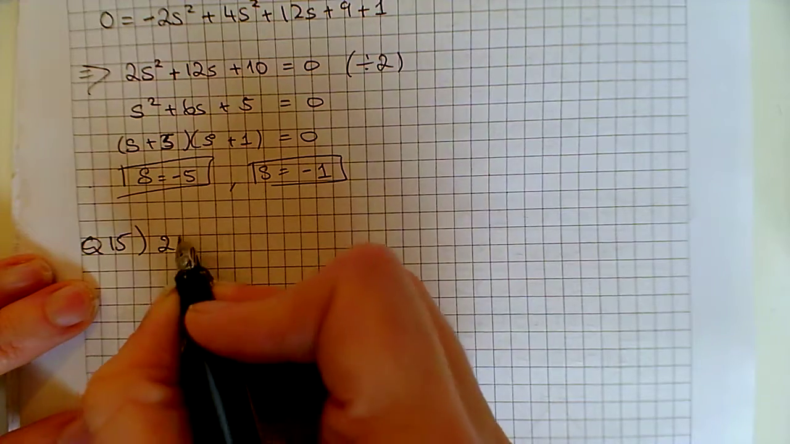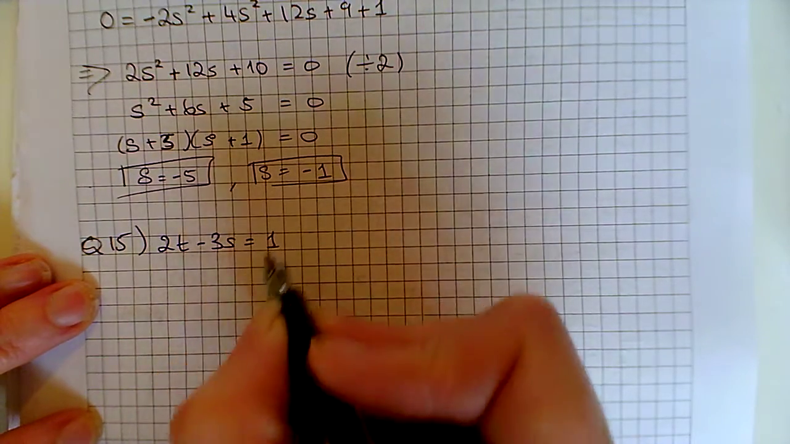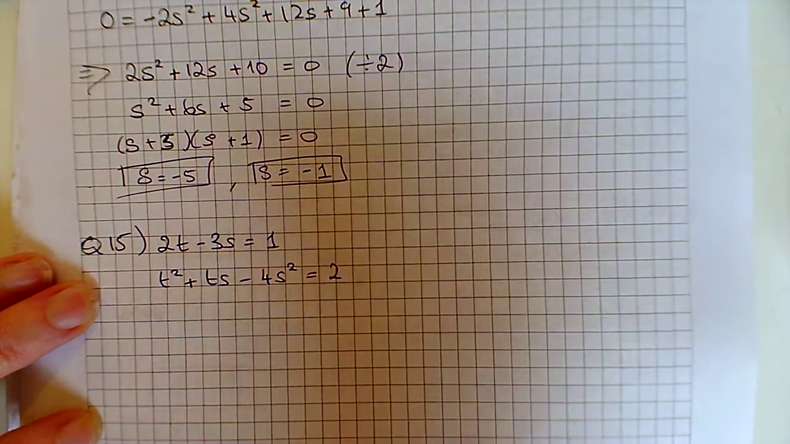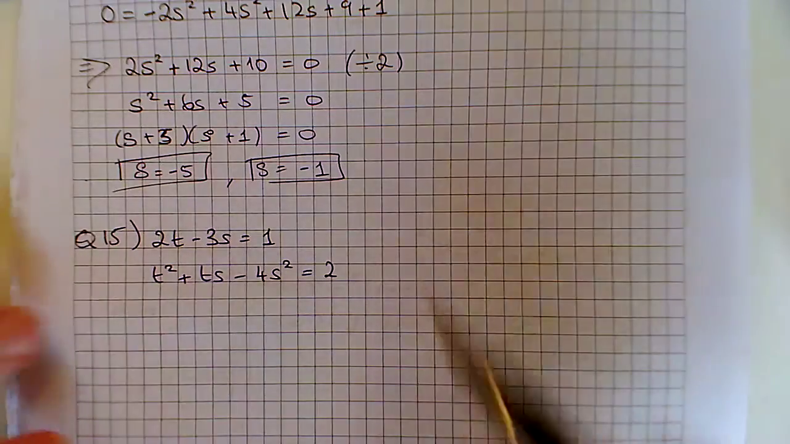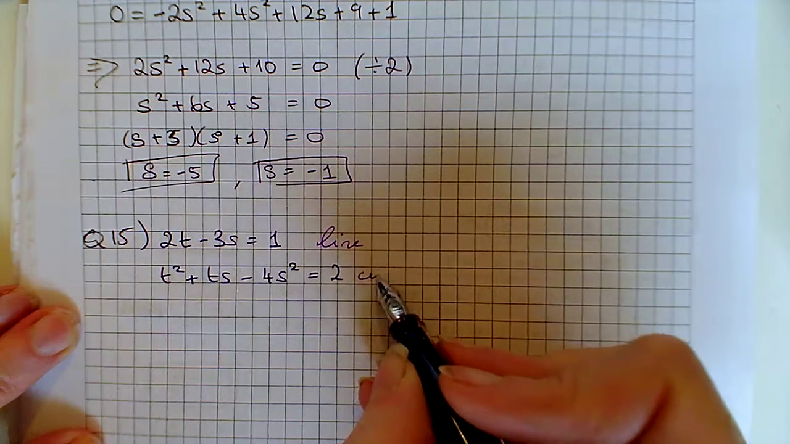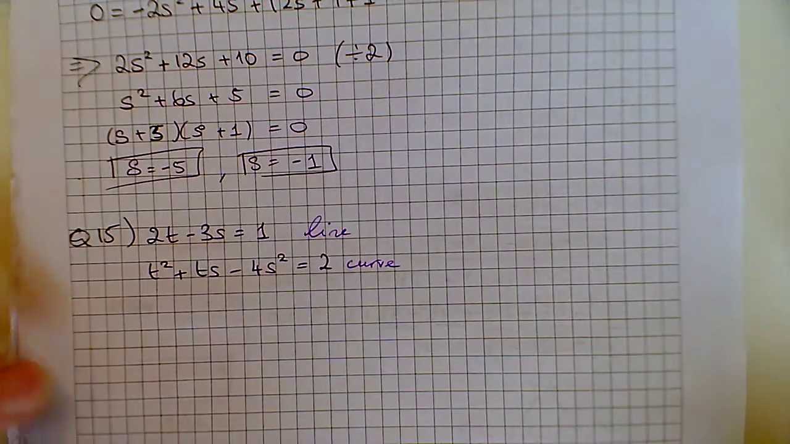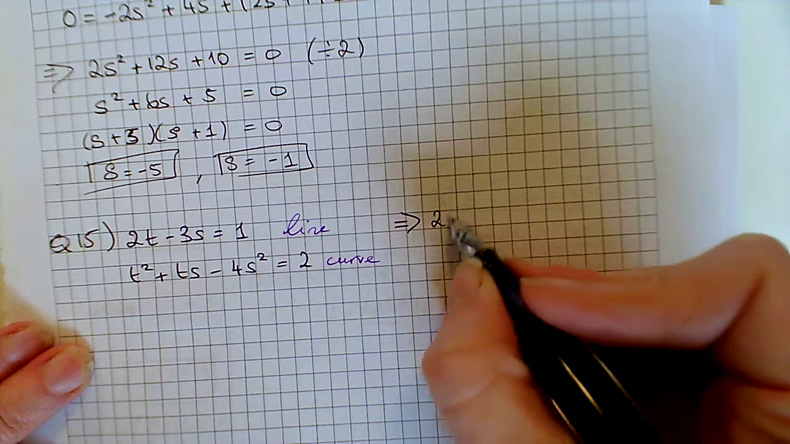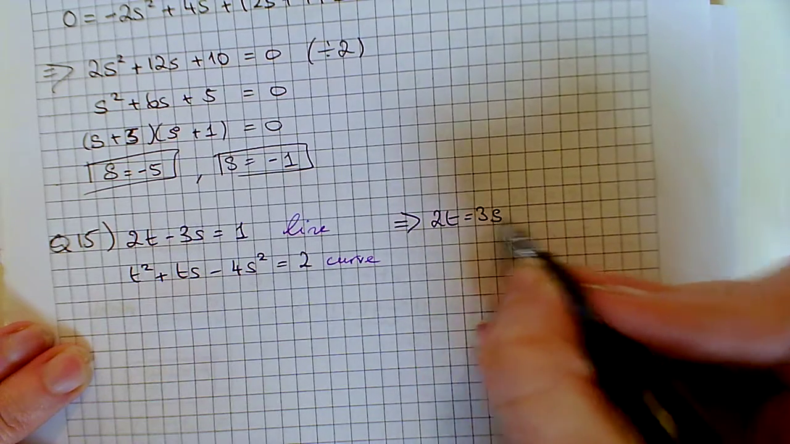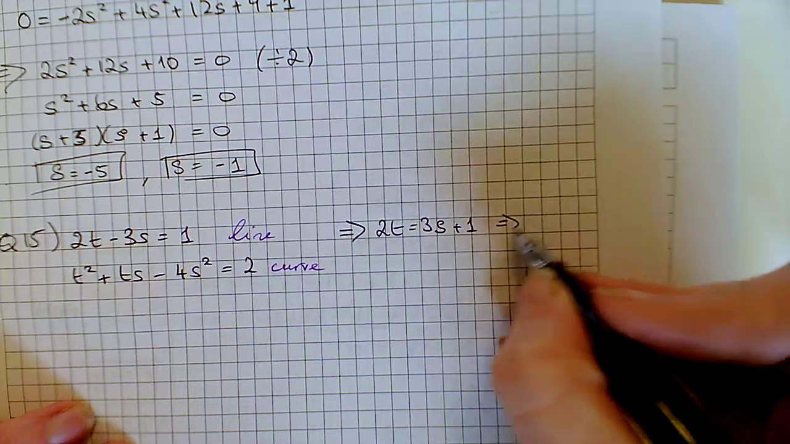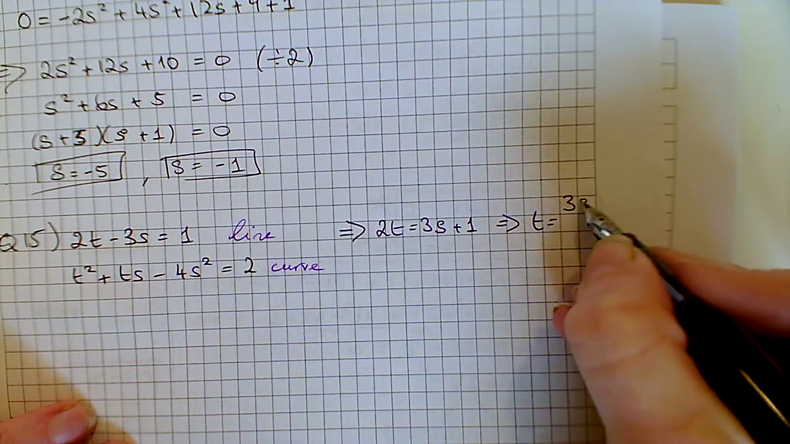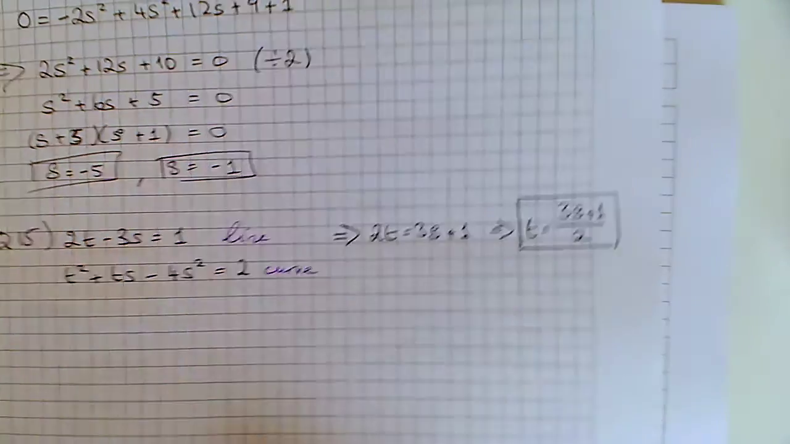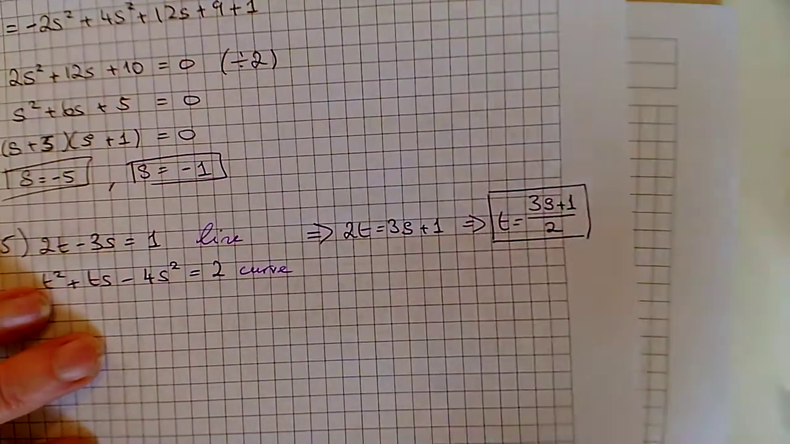Right, finally, 15. 2t minus 3s equal to 1, and t squared plus ts minus 4s squared equals 2. I'm going to go a little bit more slowly with this one because we cannot avoid fractions. So there's our line and our curve. There's nothing I can do about it. My star equation is going to have a fraction in it. 2t is equal to 3s plus 1, and t is equal to (3s plus 1) divided by 2. So I couldn't avoid the fraction, I had to have one. Now that's my star equation.